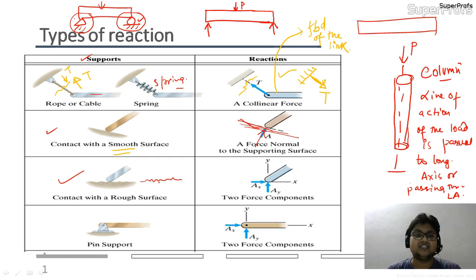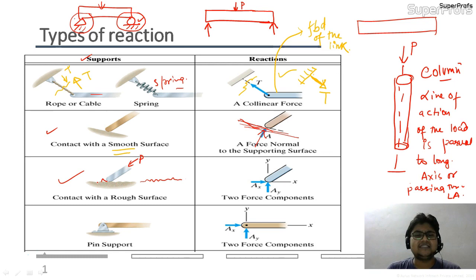What will happen is, suppose I have loaded this member with a force P. I am not calling it a beam, just a member which is loaded by the force P. The asperities along this side will try to resist its slipping motion, and in that course, they will provide a reaction to the member in the normal direction again.